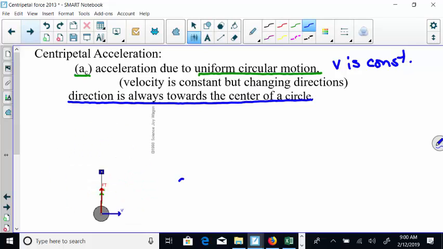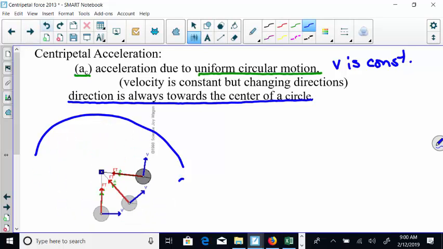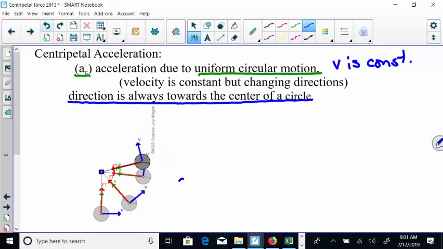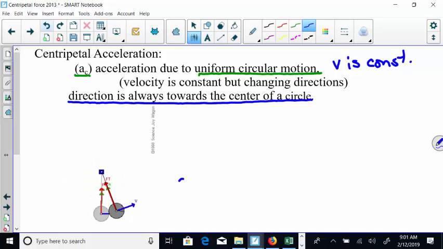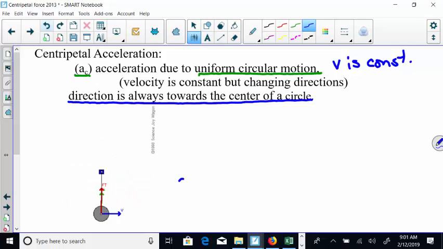So if you watch this little animation right here, you will see the blue vectors are the constant velocity, and you'll notice that they're not changing size. And it's hard to see here, but there is a green vector that is the acceleration vector pointing towards the center of the circle. It's overlapped by a red vector. But that acceleration is towards the center of the circle.